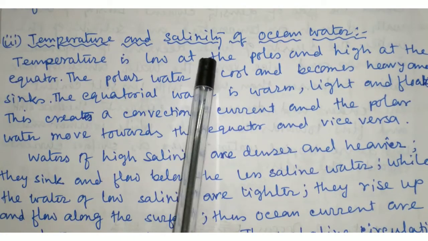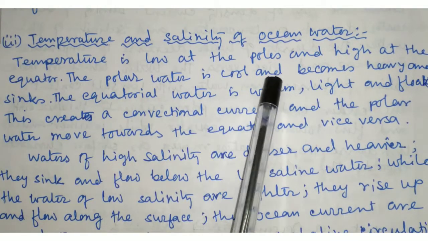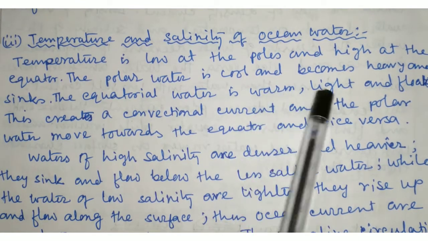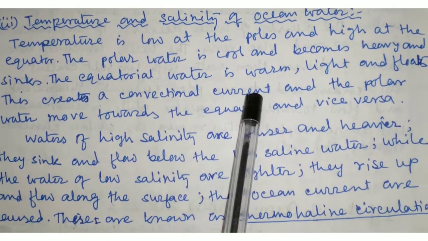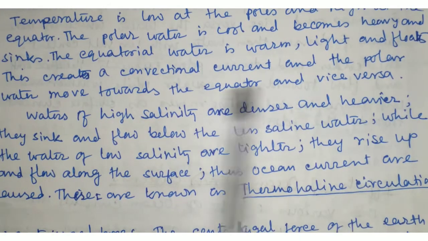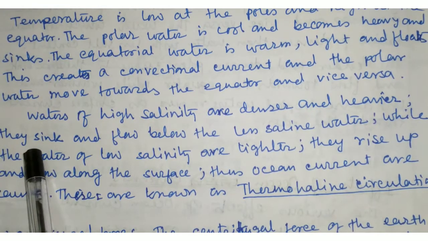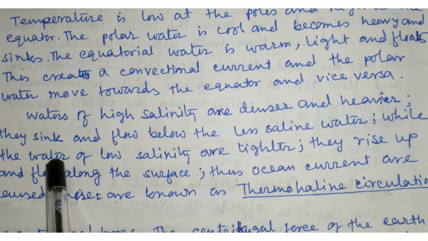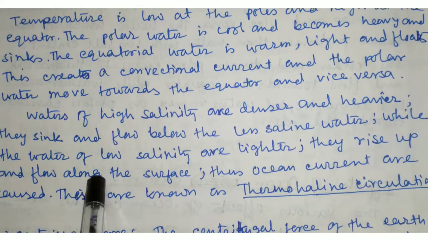Temperature is low at the pole and high at the equator. The polar water is cool and becomes heavy and sinks. The equatorial water is warm, light and floats. This creates a convectional current and the polar water moves towards the equator and vice versa. Water of high salinity is dense and heavier. It sinks and flows below the less saline water, while the water of low salinity is lighter, rises up and flows along the surface.